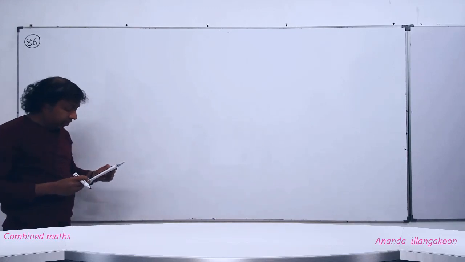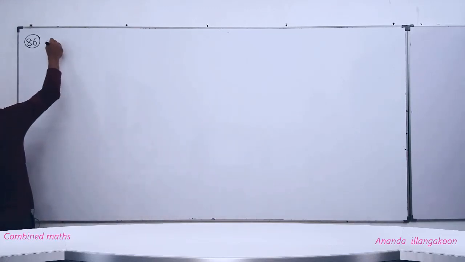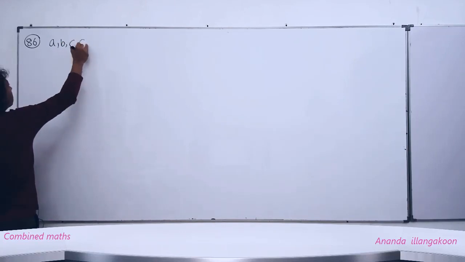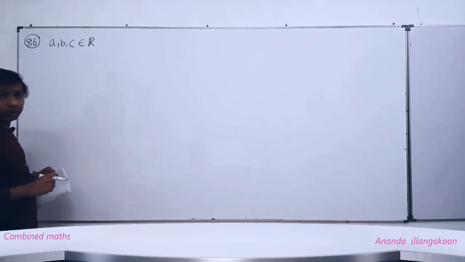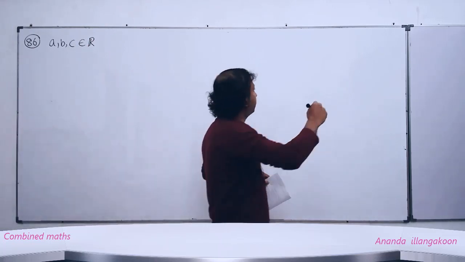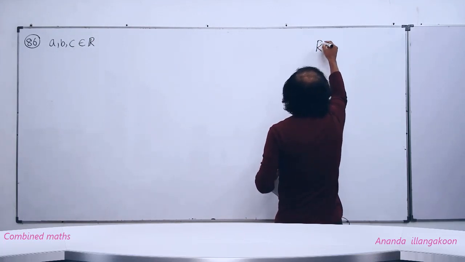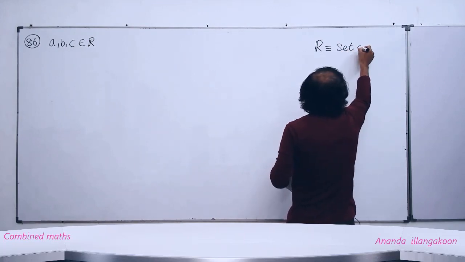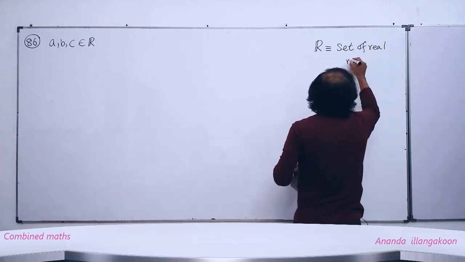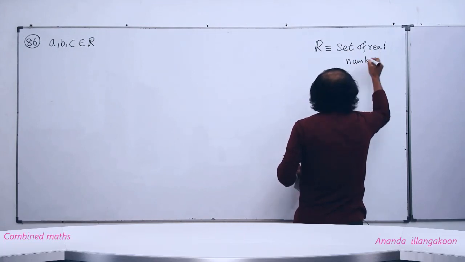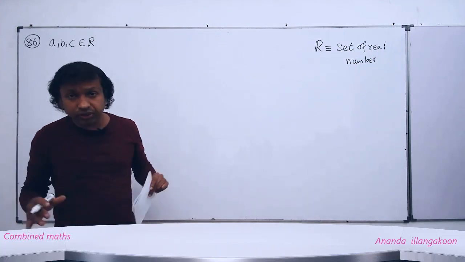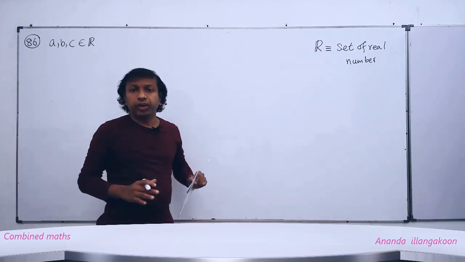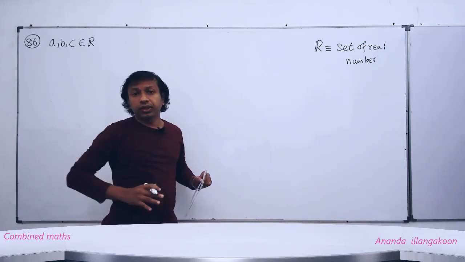Let a, b, c belong to R. This R is the set of real numbers. So we write R like this, and we write another line here. This is called the set of real numbers. The numbers we use in our day-to-day life are called real numbers, so we can put all those real numbers in one set. That group is called the set of real numbers.